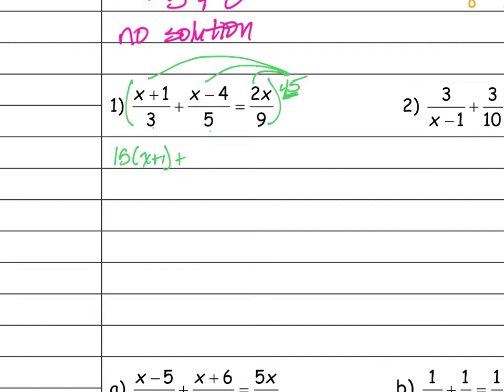So 5 goes into 45. I think somebody said 9 times. So I'm going to take 9 times x minus 4. And 9 goes into 45 5 times? Times 2x. And now I can distribute everything, and now I have just a linear equation.